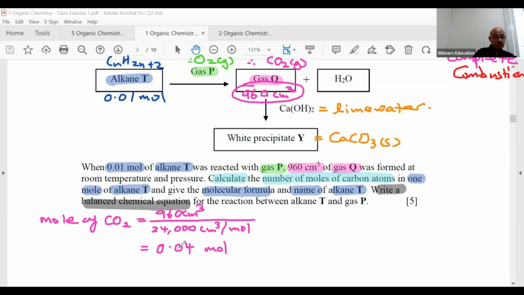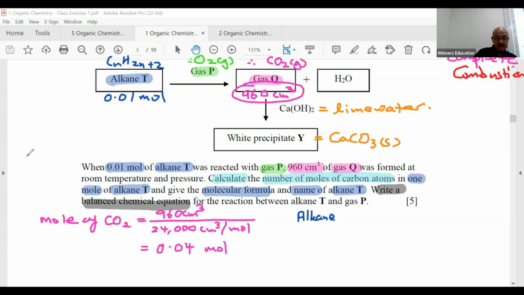So once we have the mole of one and we have the mole of the second one, what do we do? We can start to then do molar ratio comparison. And this is how we solve it. We are in primary 3 ratio. Okay? All right, so what I'm going to do, I'm going to talk about alkane T.